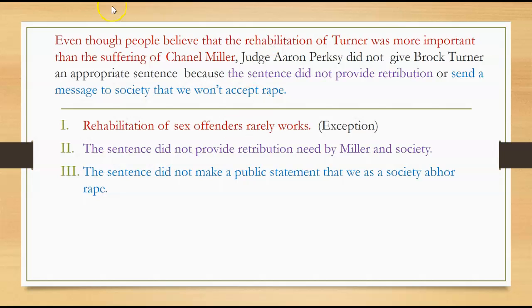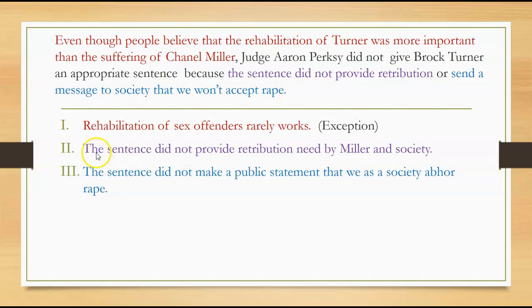So notice that it says, believe that rehabilitation was more important. Here, what I have to do is give the exception, because the exception is really the point of the PIE paragraph. This is the first sentence, obviously, of that paragraph, but this is what you're really trying to prove. And the exception is that rehabilitation of sex offenders rarely works. So what I would start with is this sentence in that paragraph. I would give an illustration, and I would say this is true, but rehabilitation of sex offenders rarely works, so it shouldn't be a priority, and then I would defend that.